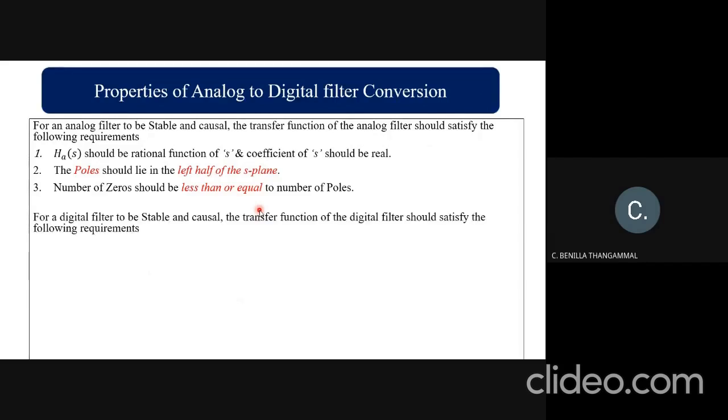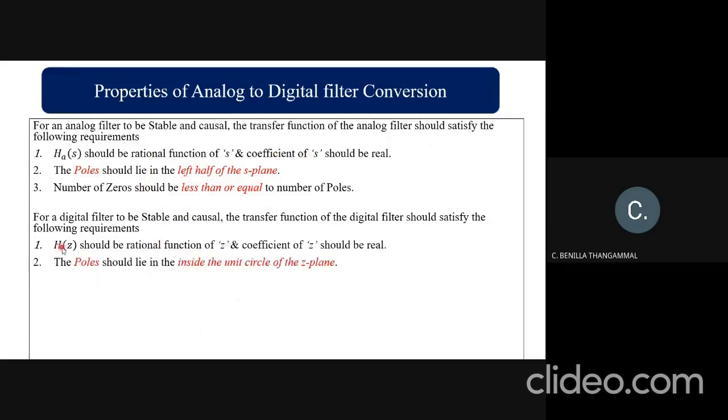Then for a digital filter to be stable and causal, H(z) should be a rational function of z, and the coefficients of z should be real. So in both analog and digital, the transfer function should be a rational function of their corresponding plane, and their coefficients should be real. The second point in a digital filter is that the poles should lie inside the unit circle of the z plane. But in an analog filter, the poles should lie in the left half of the s plane.